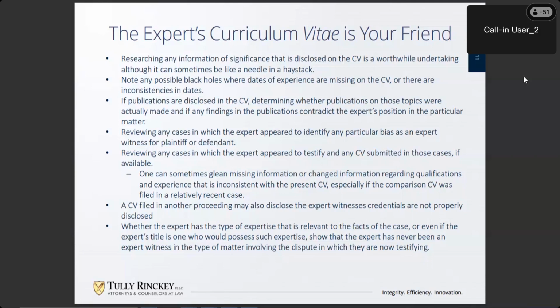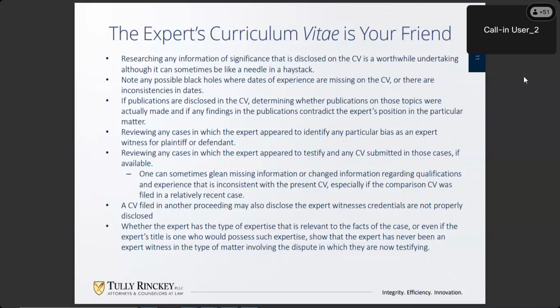A CV can also show or raise questions as to whether the expert really has a type of expertise that is relevant to the facts of the case. They may be qualified to testify as an expert, but they may not possess such expertise to really give them the weight that they should. And it can also be used to question, saying, well, you've been in a number of other cases, but you've never opined during trial or during a deposition or in any other matter regarding the specific dispute in which you're now testifying.